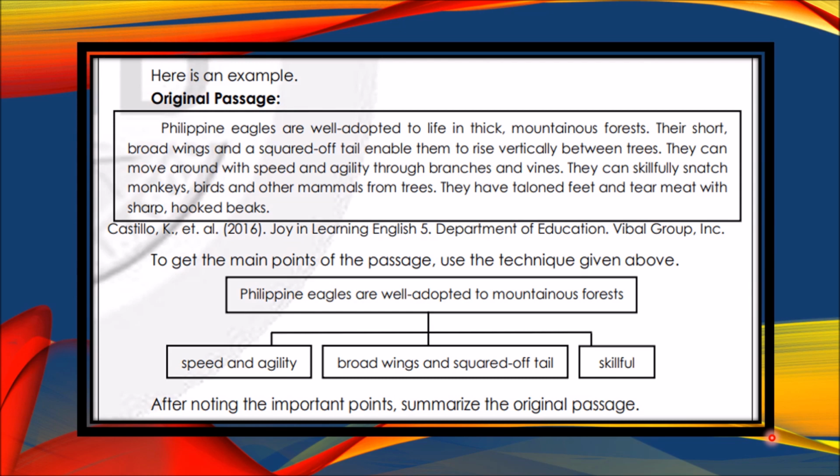Okay, here is an example of an original passage. Okay, let us read. Philippine eagles are well adapted to life in thick, mountainous forests. Their short, broad wings and a squared-off tail enable them to rise vertically between trees. They can move around with speed and agility through branches and vines. They can skillfully snatch monkeys, birds, and other mammals from trees. They have taloned feet and tear meat with sharp hooked beaks.